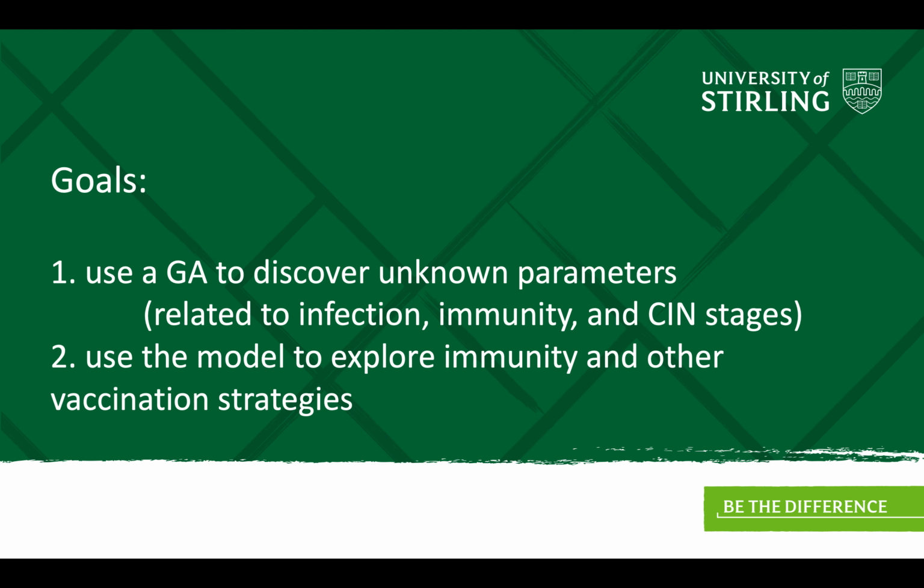Okay, so what do I want to do with this model? There are many things that I don't know. In particular, it's not clear how we progress from one stage of CIN to another, and the rates at which we do that. And also we can go backwards in that loop. Again, it's not clear how that happens either, or the rate at which that happens. So I want to discover these unknown parameters. And then I want to use the parameterized model to explore vaccination and other immunities.